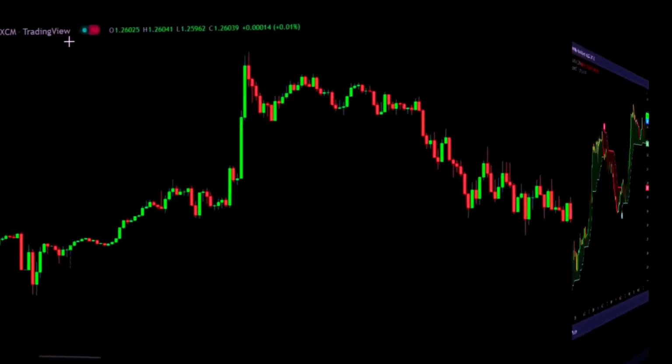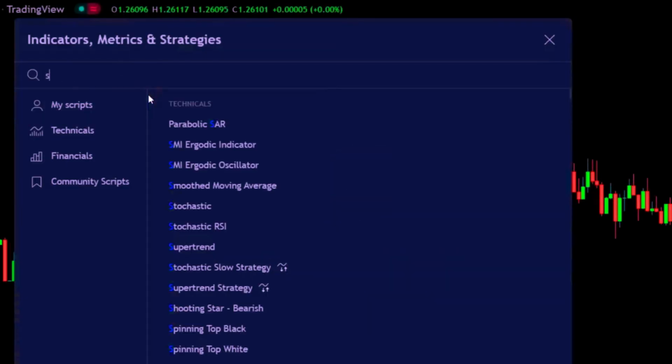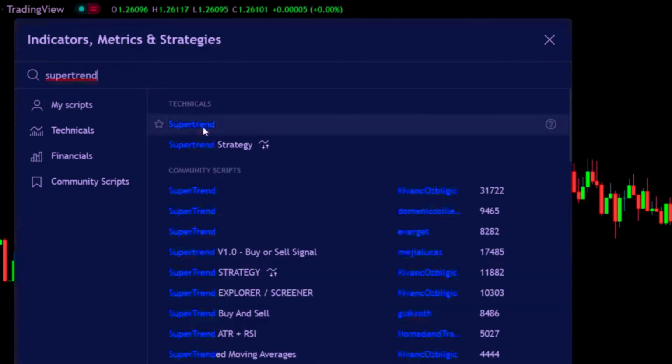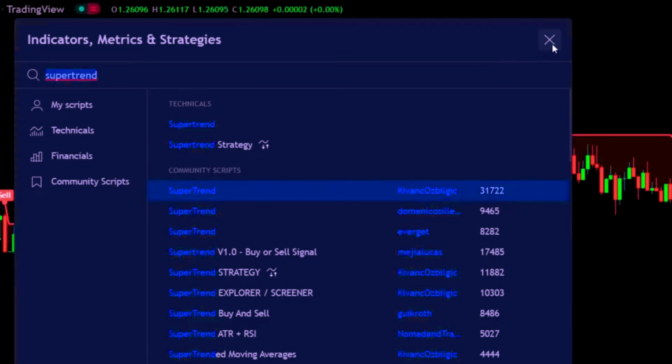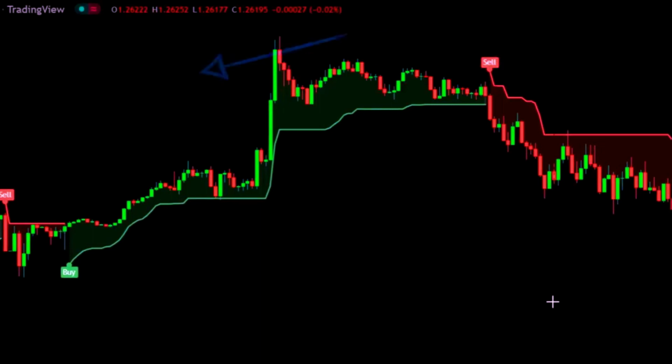Now first, how to add the Supertrend indicator to your chart. Whatever chart software you use, go to its indicators section and search for Supertrend. Click on the result and the Supertrend indicator will pop up on top of your chart. As you can see, the red line represents that the market is currently in a downtrend, and the green line tells that the trend is up.